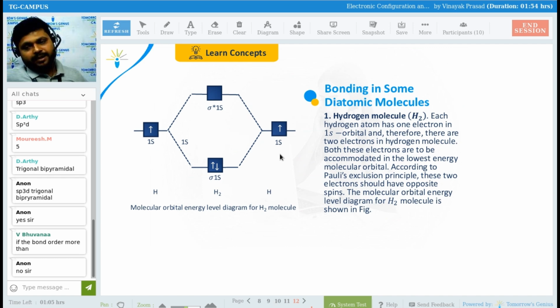Now, you can see here bonding in some diatomic molecules. How are the bonds in diatomic molecules? H2 is what? Diatomic molecules. You might have learned in your 9th standard that atomicity is there, and diatomic molecules like O2 are also there, as in the examples given in the book. If I ask you whether Ne is a diatomic molecule or not, or He is a diatomic molecule or not, who will give me the answer?